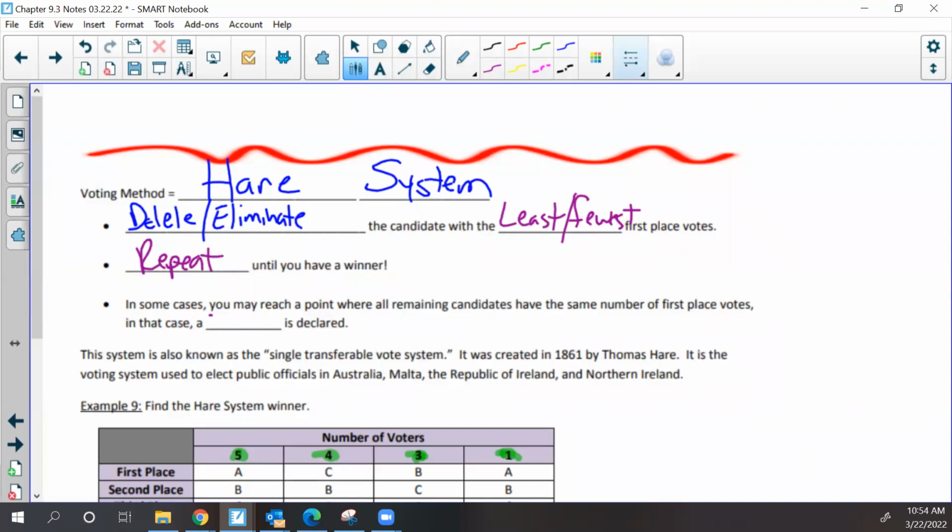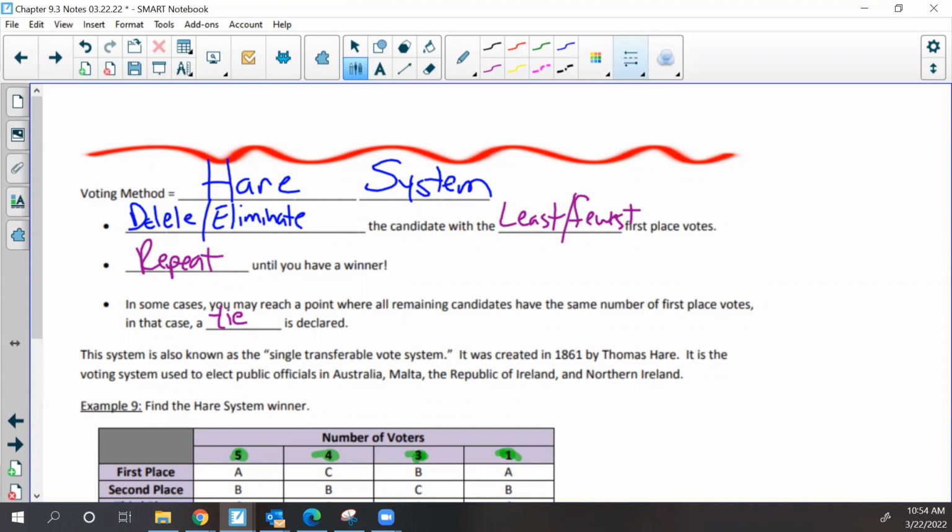Okay, so when you get down to two candidates and you can determine a winner, a quick and dirty winner, you're done. In some cases, you may reach a point where all the remaining candidates have the same number of votes, and in that case, you're going to declare a tie. If you repeat this and the two candidates you're left with end up having the same amount of votes, that's a tie. You can't get around it.